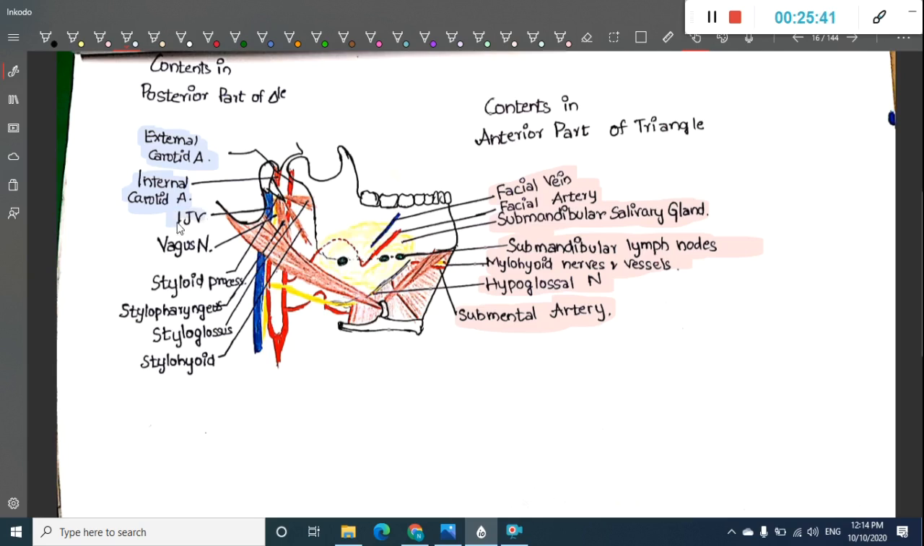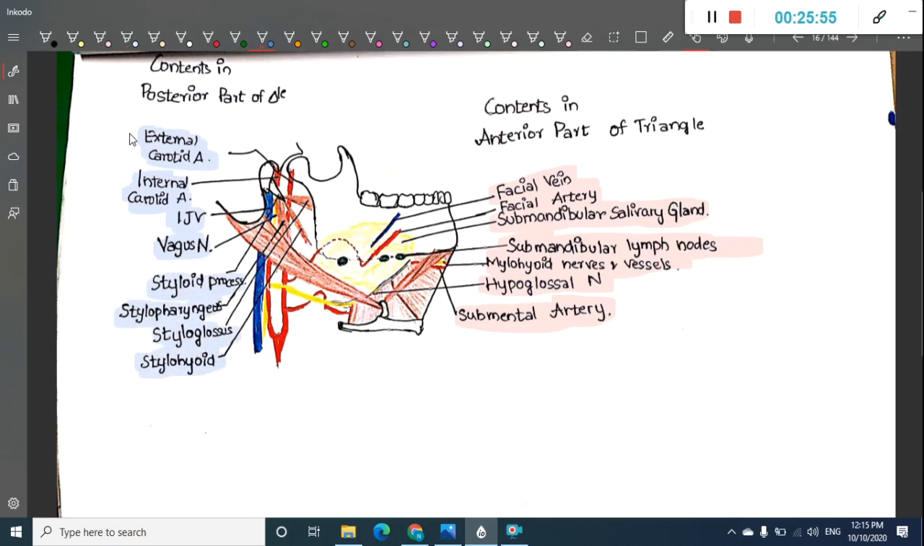We have this vein also, that is internal jugular vein. Then we have this nerve, that is vagus nerve. Then we have styloid process and its associated muscles, that is stylopharyngeus, styloglossus and stylohyoid. So this you can remember in this way.